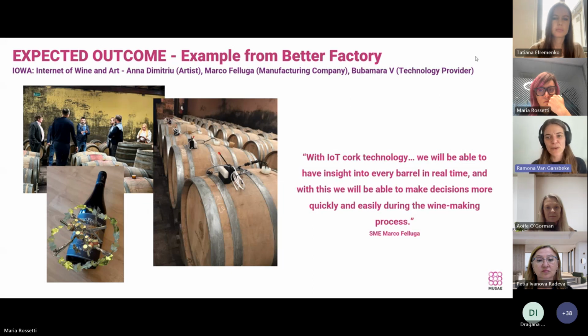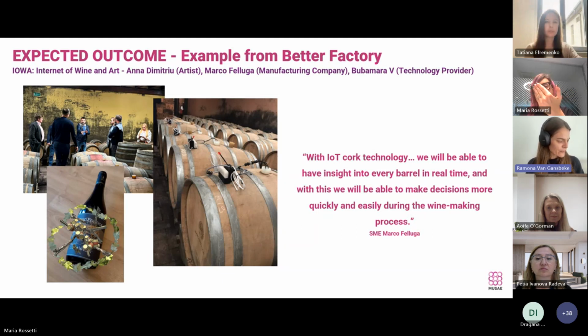I give you an example of a sister project of MUSAE. It's another Horizon project called Better Factory, which is actually still ongoing. And this project brings together artists and companies from the manufacturing sector and technology providers. And they look together for automated solutions, but also how artists can help in enlarging the product portfolio of manufacturing companies. So what you see here is the work IoWA, Internet of Wine and Arts.